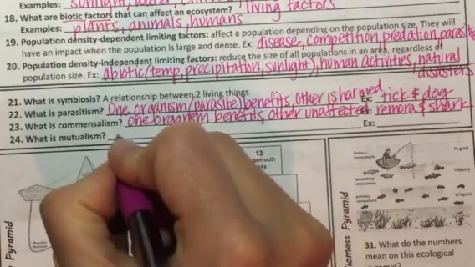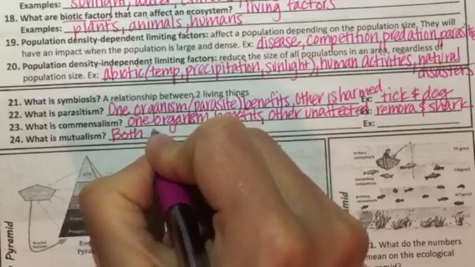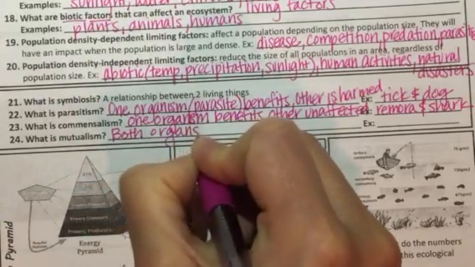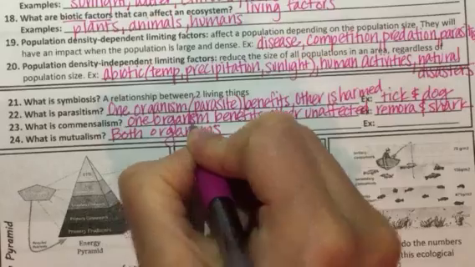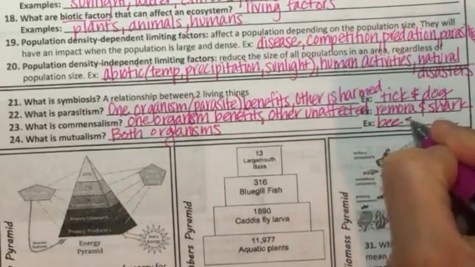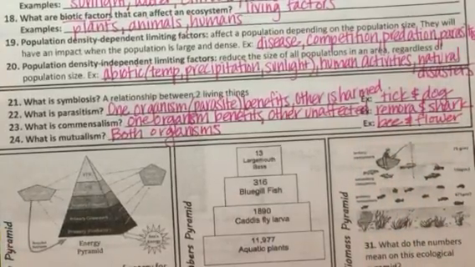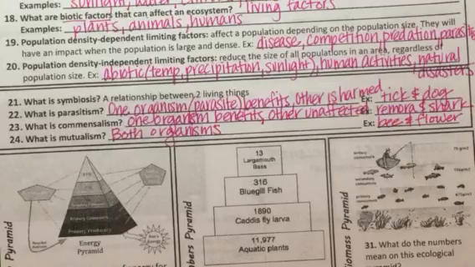And then mutualism, lots of examples of this again, where both organisms benefit. A real common example that's talked about is the bee and the flower. The pollination of the flower, both the bee and the flower benefit from that.